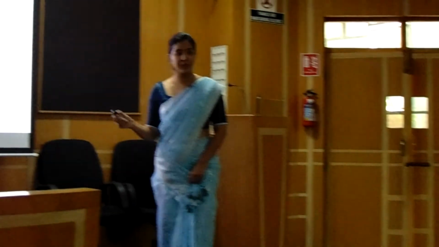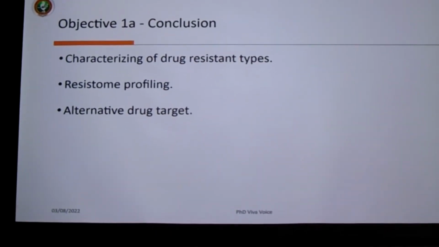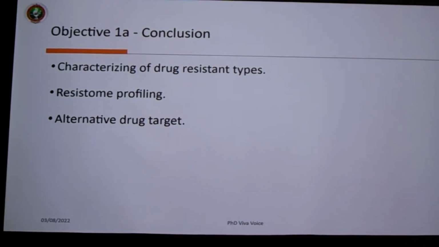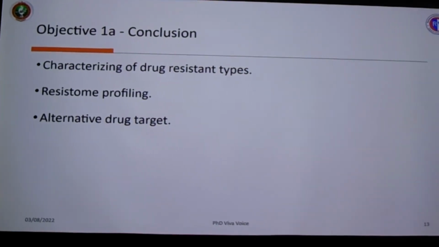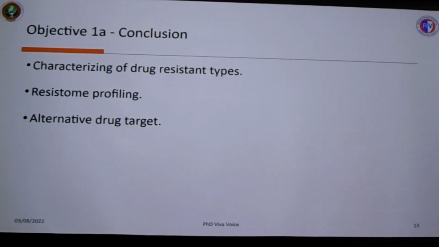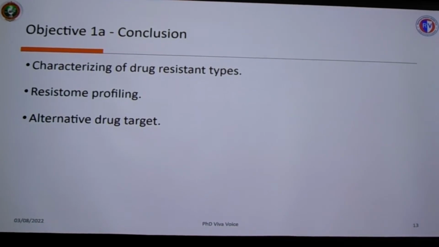So the conclusion of the first part of objective one is that we can use this framework to characterize the drug-resistant types and to obtain the complete resistome profiling, so the physician can make an informed decision on the antibiotics, and based on the codon variations, we will be able to identify the alternative drug target.